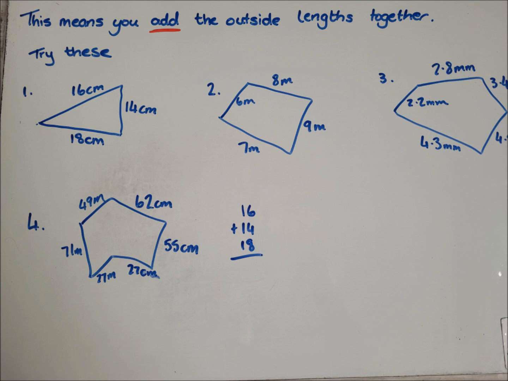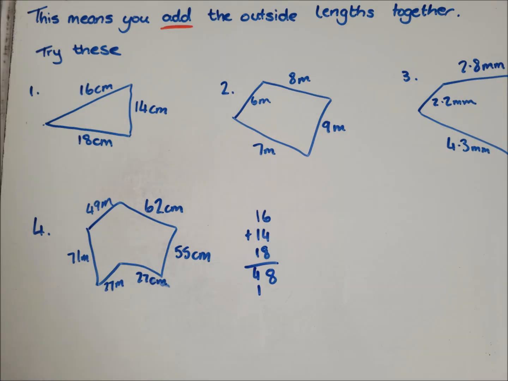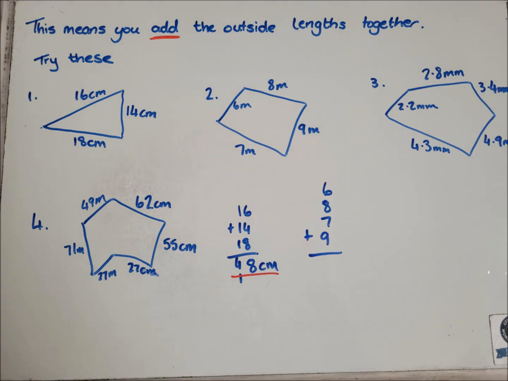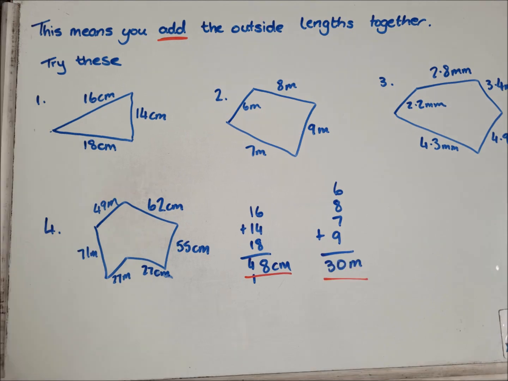So for the first one we had 16 add 14 add 18, which I think makes 48, and we need to remember to have centimetres at the end of our answer. That's really important to have that measurement unit in there as well. Number 2, we had 6 add 8 add 7 add 9, so hopefully that made 30 metres, so I've got that in at the end as well.